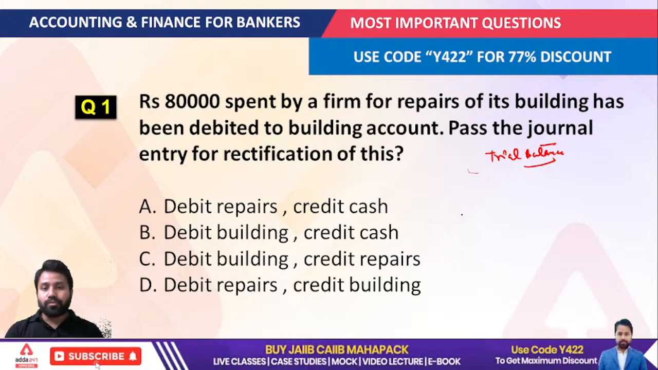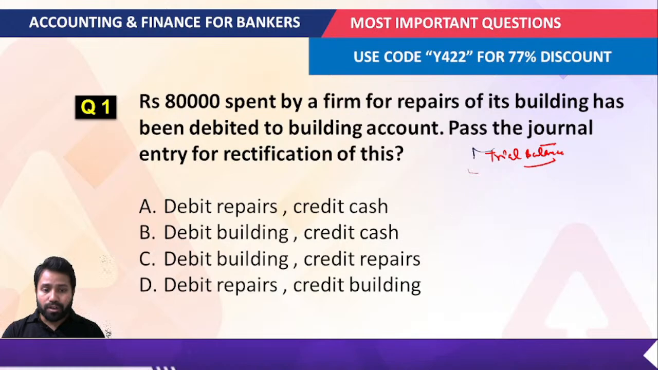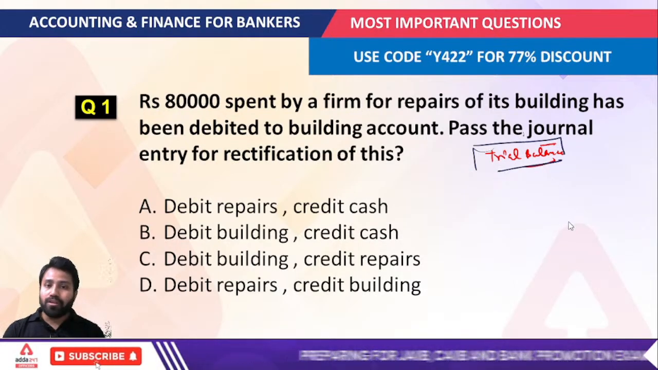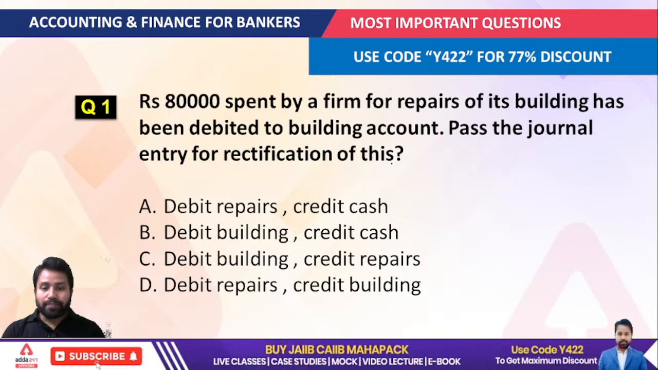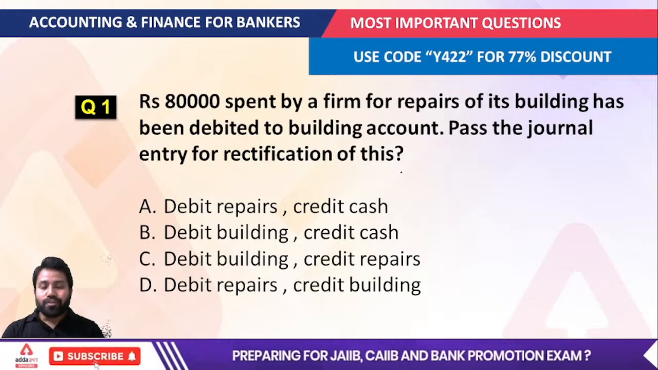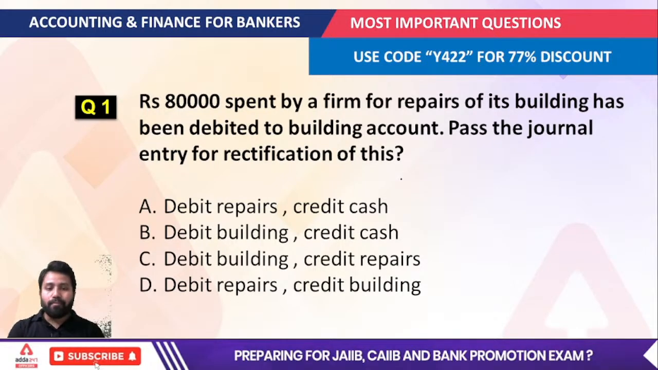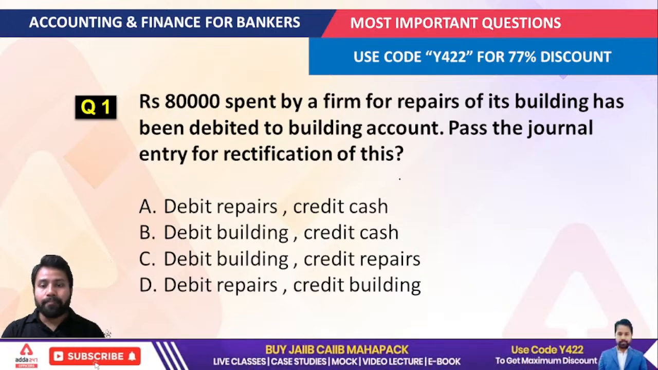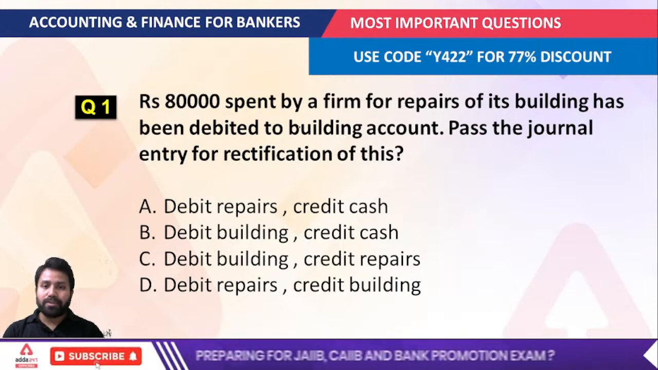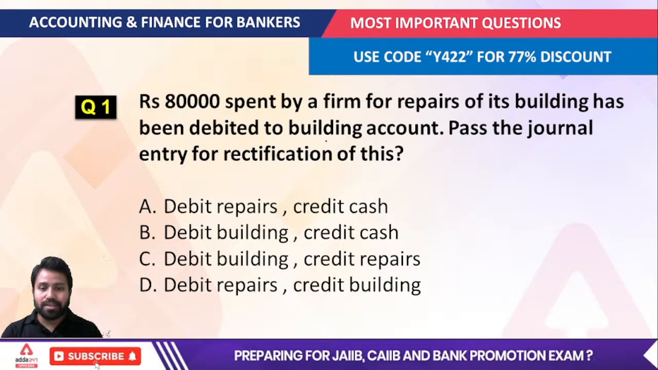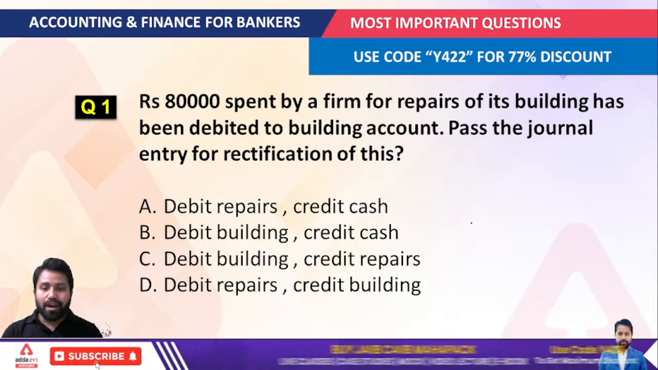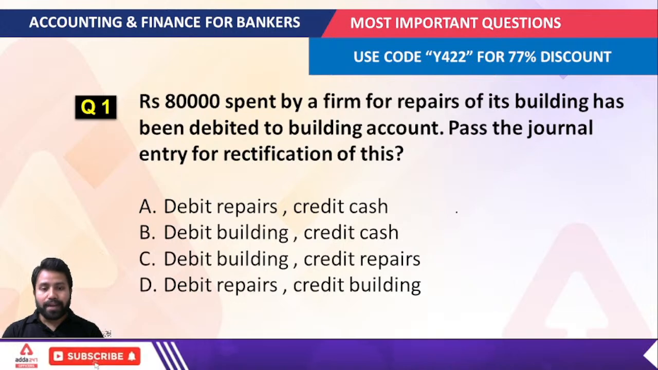When we talk about the rectification of errors in the chapter trial balance, this is the most important chapter of your accounting subject. Rectification of errors is a favorite topic of the examiner. Suppose 80,000 is spent by a firm for repairs of its building and has been debited to the building account. That means the expense was actually debited to an asset account. You have to find out how to rectify this kind of error.